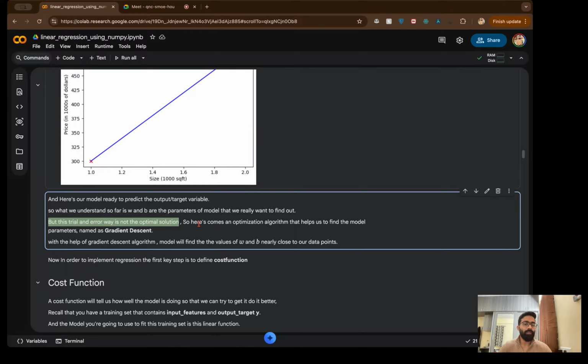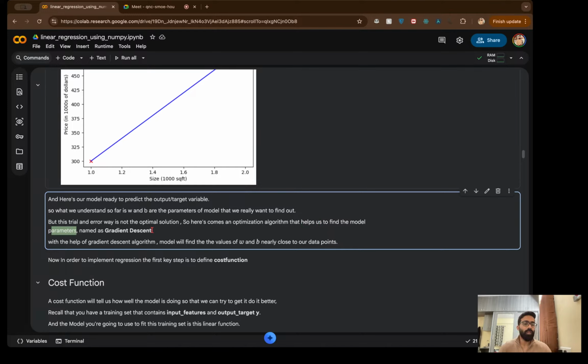So here comes, are we right? This trial and error way is not the optimal solution. How long will you keep doing it? So here comes the optimization algorithm that helps us to find the model parameters. Some optimization algorithm will come into play that will help us to find the model parameters.